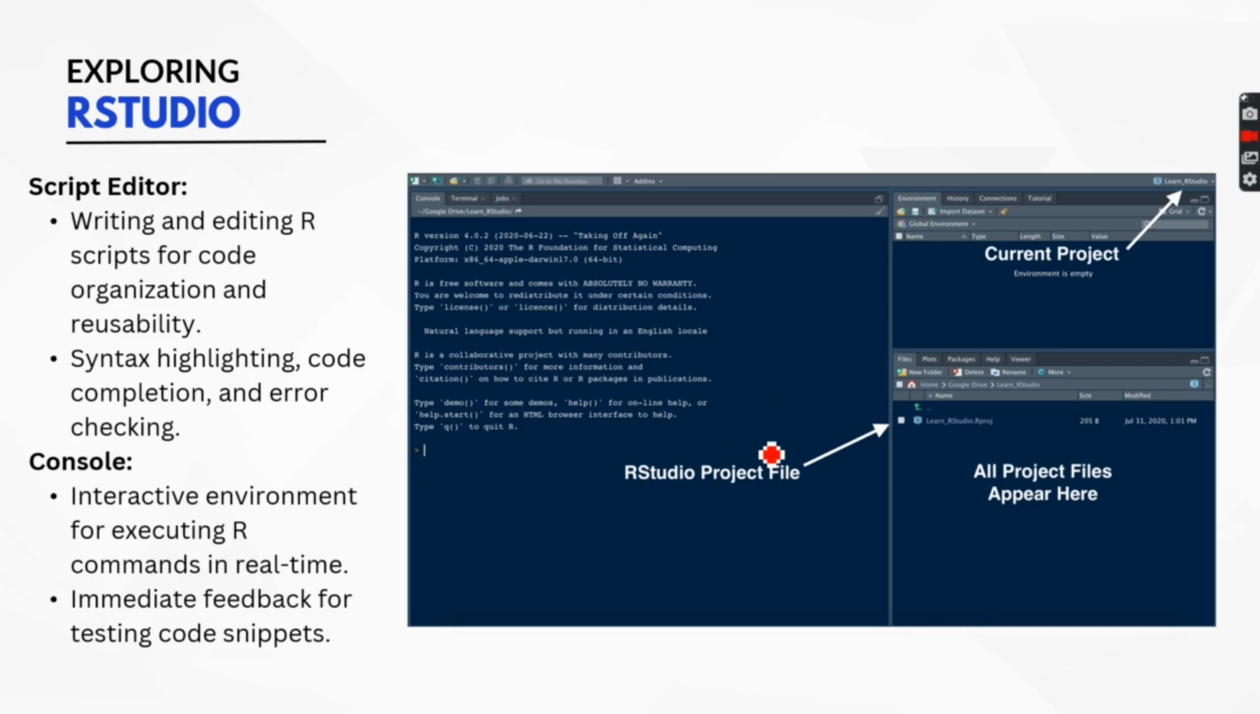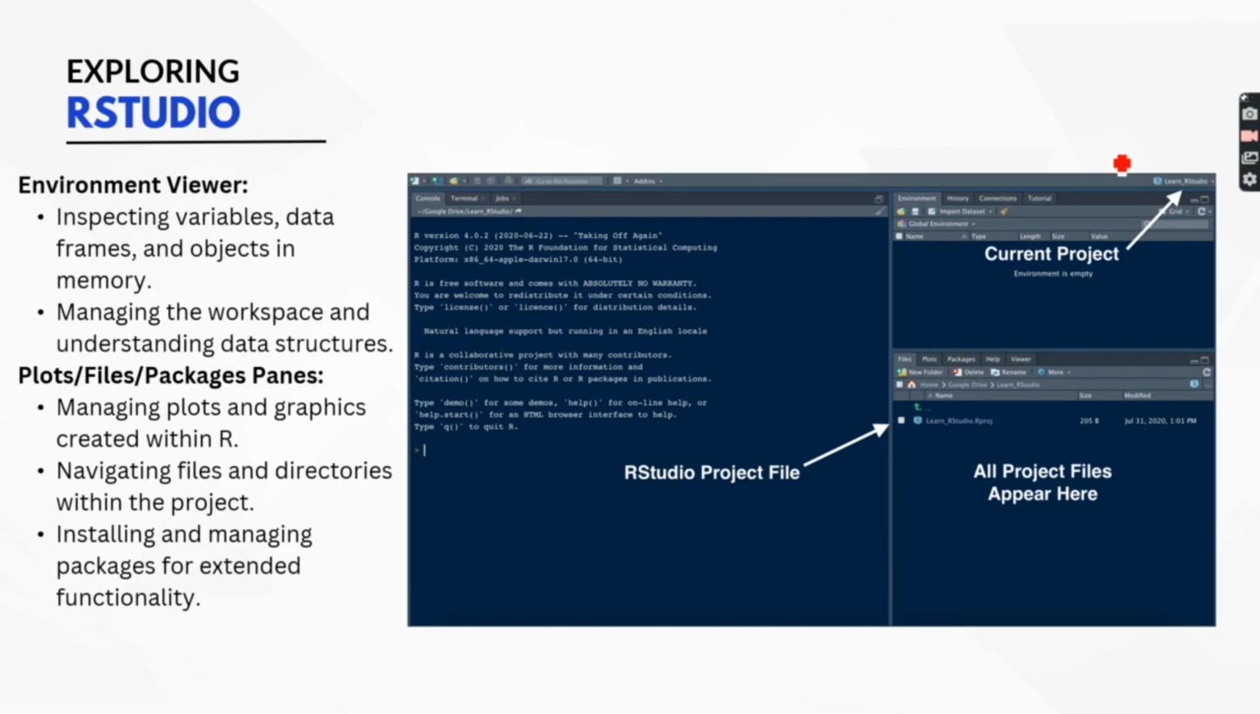Now in a script editor, we basically just write and edit our code. In the console, that is right here, we write our code, we execute our commands, and we get real time and instant feedback. Then there is this environment viewer which helps us to keep track of our variables, plots, files, packages and panes. It is easy for navigation and management.